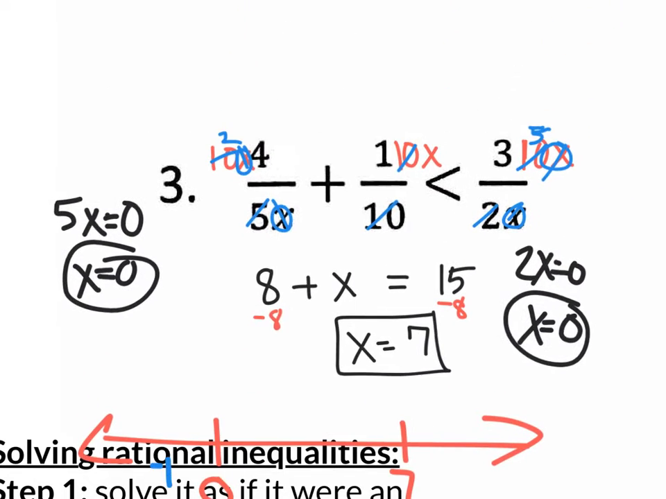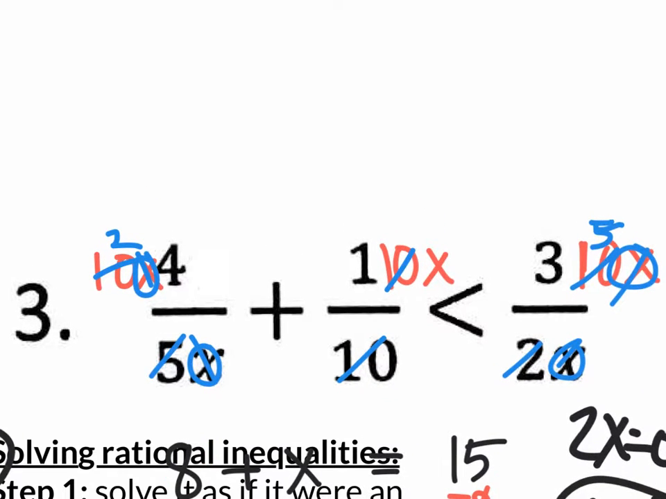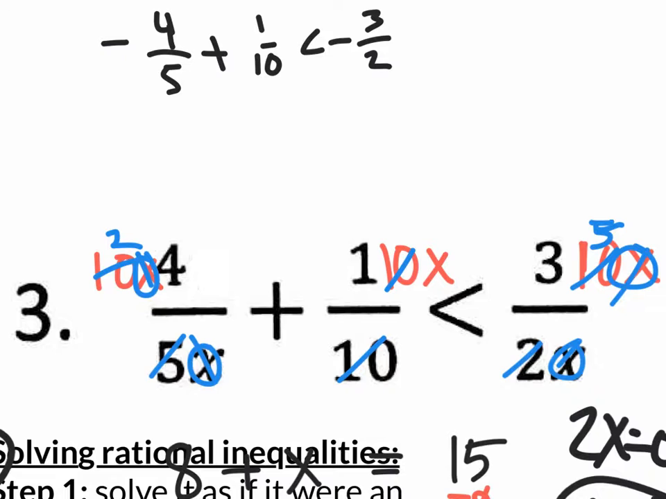Now, how do we test it? We need to go back to the original and plug in a -1 right there. So instead of 4 over 5 times x, it's going to be 4 over 5 times -1, which is -4/5, right? And you still have the plus 1/10, and you still have the less than, and of course we're plugging in -1 right here, testing the left side of the number line. So you're going to have -3/2 on this side. 3 over 2 times -1 is -2. We're just going to put the negative in front.